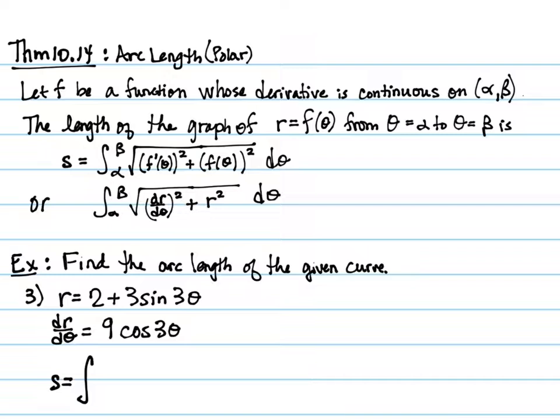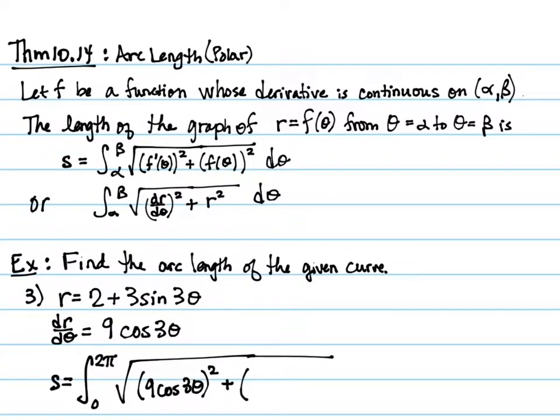And we can look again at our limits of integration in order to see the arc length of the given curve and so forth. It actually goes from 0 to 2 pi on this one, so we'll shortcut that for the sake of time. And then we want the square root, and it's of dr d theta, so that's 9 cosine of 3 theta squared, plus, and then I want r squared, so 2 plus 3 sine of 3 theta squared, d theta.